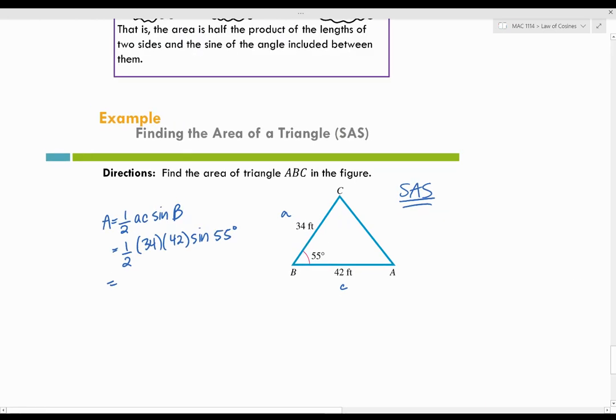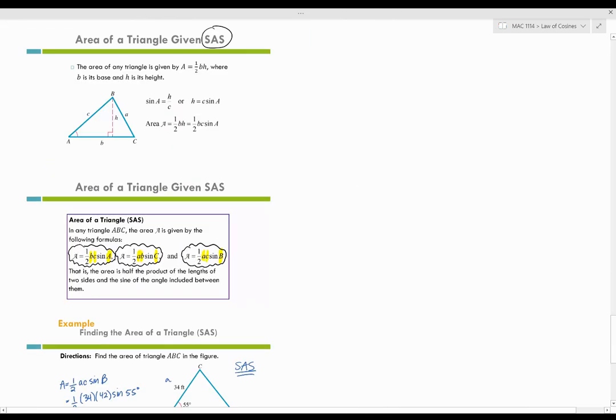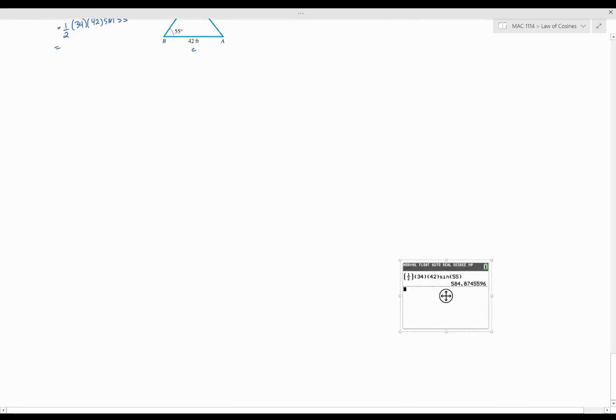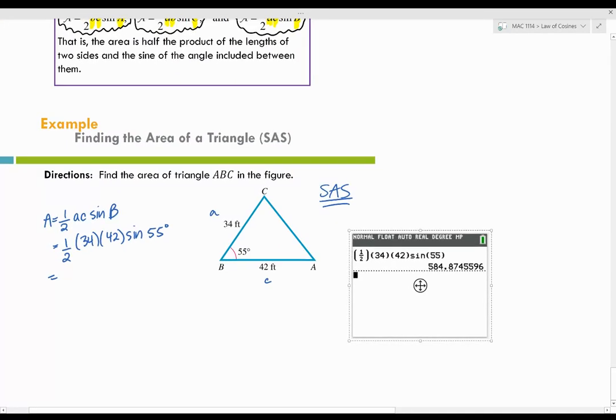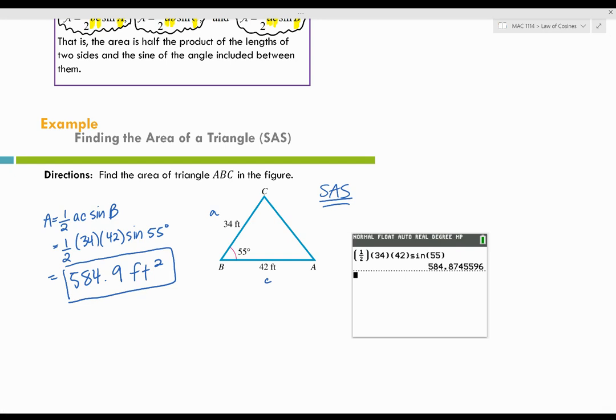So I need to make sure that when I plug this into the calculator, I'm in the right mode. And when I plug that into the calculator, I end up getting 584.9. Let's round to one decimal place. Okay, and that's our area. And our unit is feet, so feet squared. So once again, this is just like the previous problem. Once you have all of your values, you plug them into your desired formula and calculate your answer. Cool, I hope this helps.